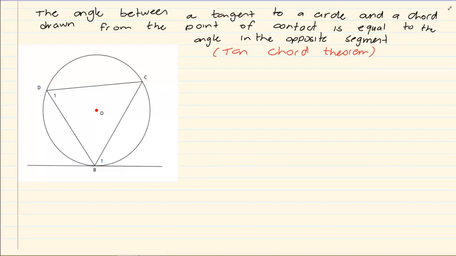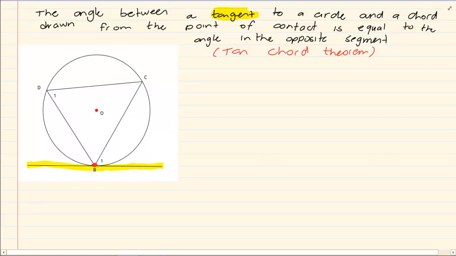Now this theorem has a lot of vocabulary that you need to understand. Firstly, we have the word tangent. Now we've discussed tangent before. It is a line that touches the circle at one point. So it's only touching at B.